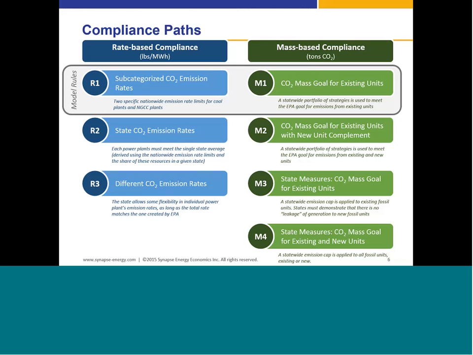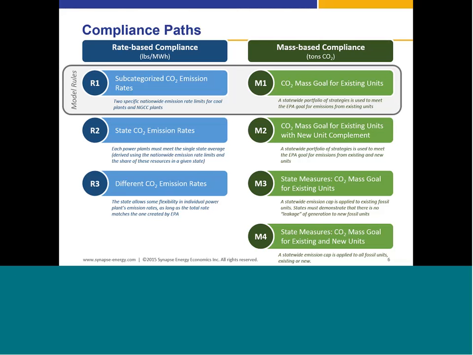So first off, I'll talk about the ones on the left-hand side. These are the paths that have to do with rate-based compliance. The first path is what we at Synapse call R1, and this is a path in which states subscribe to the nationwide emission rates developed for 2 different kinds of technology. There's one for coal plants, or fossil steam plants as they're called, and one for NGCC plants.